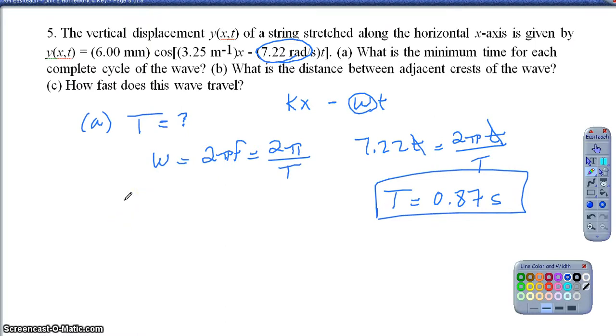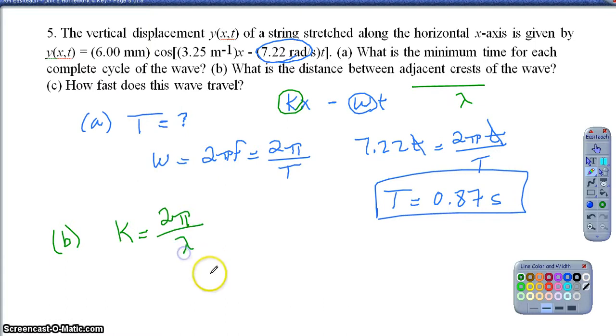Part B is pretty much the same type of thing, except they ask us to use the wavelength. So what is the distance between adjacent crests? Again, they're asking for the wavelength of this wave. To find the wavelength, I take advantage of my k value. K is defined not as the spring constant, but as 2 pi over lambda. That's how we're defining k in the context of this function. So just like I did for part A, I'm going to set 3.25 equal to 2 pi over lambda, and then solve for my wavelength. So lambda equals 1.93 when I solve that out.